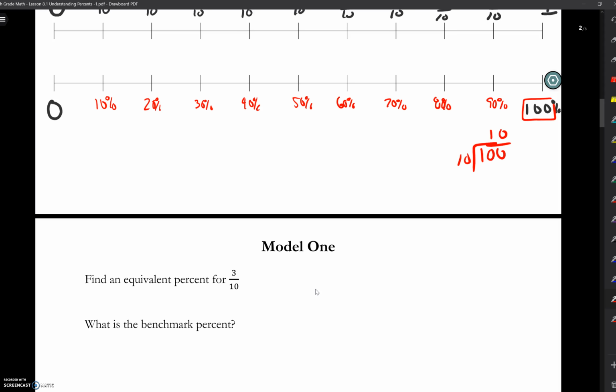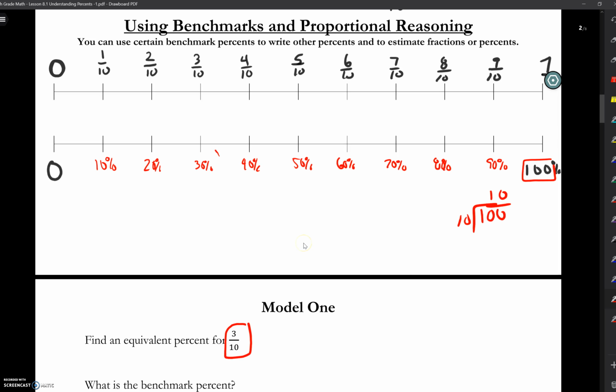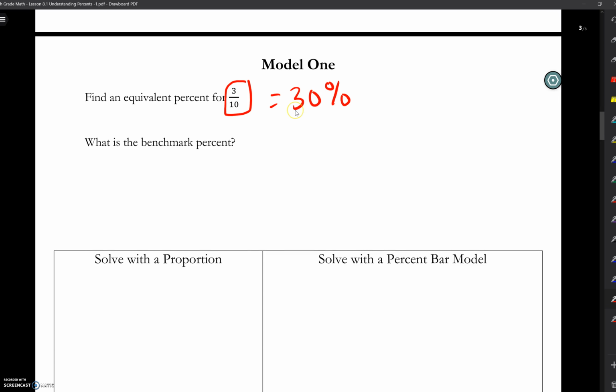Okay, using this, it says 3/10, and we want to find the percent. So if I look up here at 3/10, my percent's going to be 30. And I'm going to check my work in two ways. I'm going to check my work with the proportion.